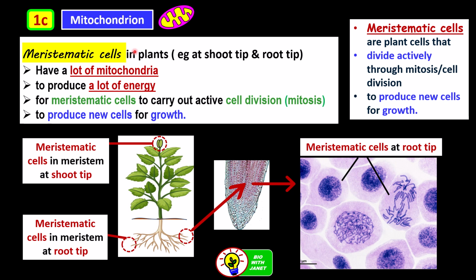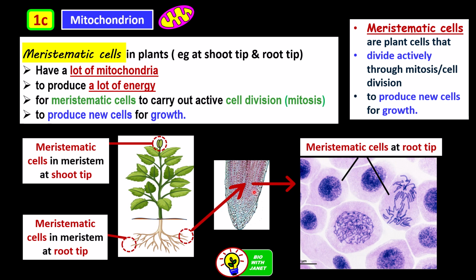Thirdly, another cell that has a lot of mitochondria are the meristematic cells in plants, for example at the shoot tip and root tip. These cells have a lot of mitochondria to produce a lot of energy for the meristematic cells to carry out active cell division, called mitosis, to produce new cells for growth. For example, at the shoot tip here, there are meristematic cells. At the ends of the roots here, there are meristematic cells. So meristematic cells are not found on every part of the plant. It's found at the shoot tip, root tip, and certain parts of the stem.